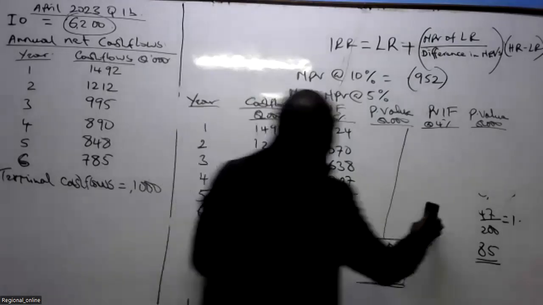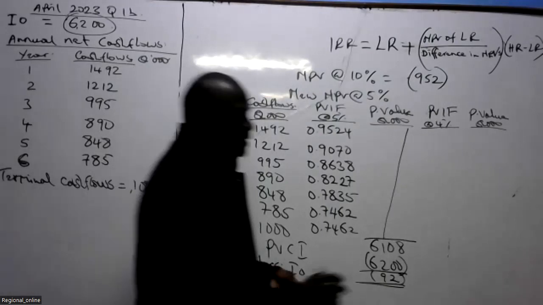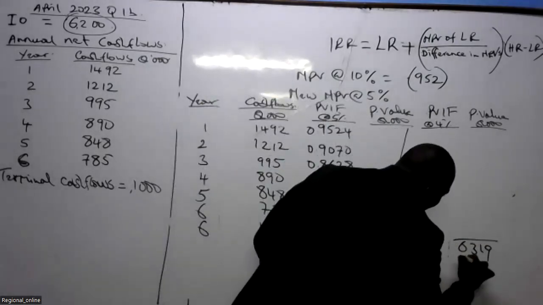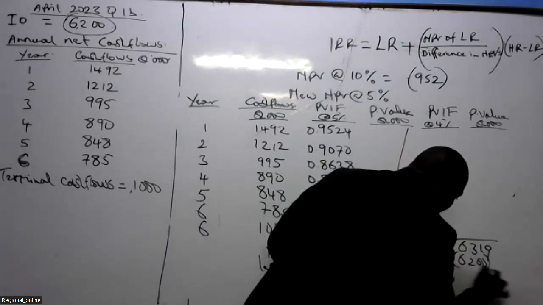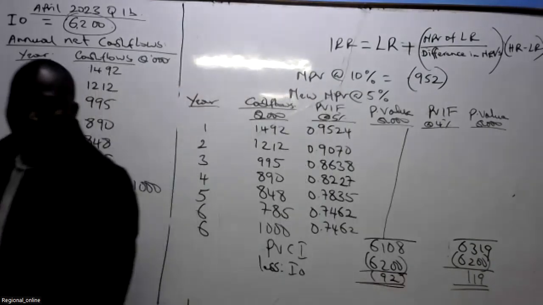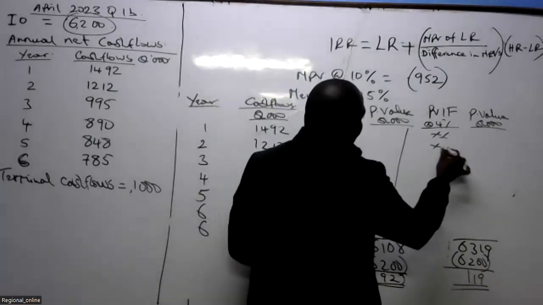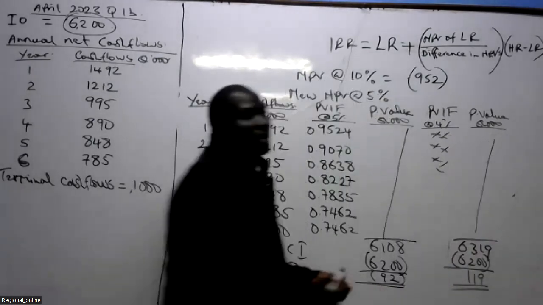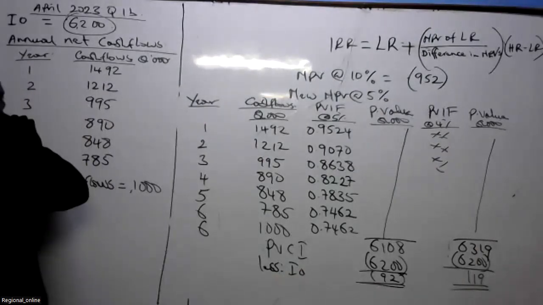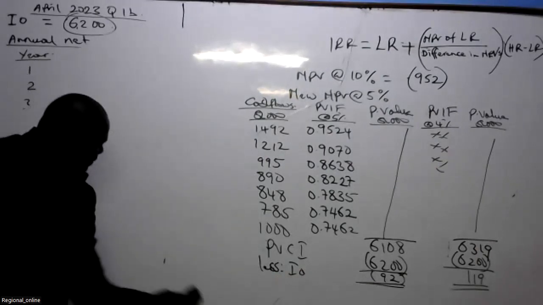So PVCI for 4%, you're saying is how much? 63, 19. Minus the initial outlay of 6,200, you get 300 and what? 119. So you put these ones kindly. So that now we now summarize.